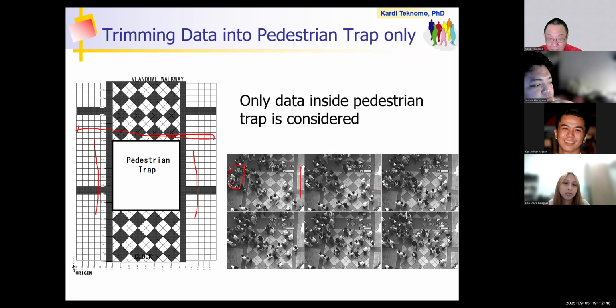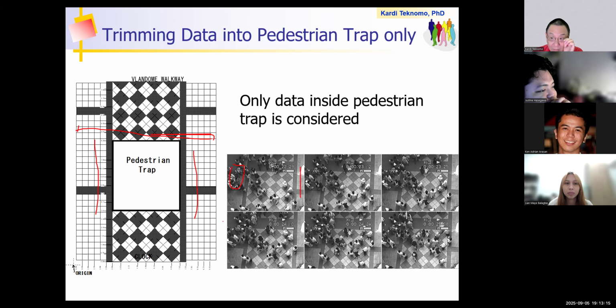So once we set the pedestrian trap, we consistently only take samples from there, not from outside. Otherwise, our sample becomes inconsistent. Okay. Thank you, sir.